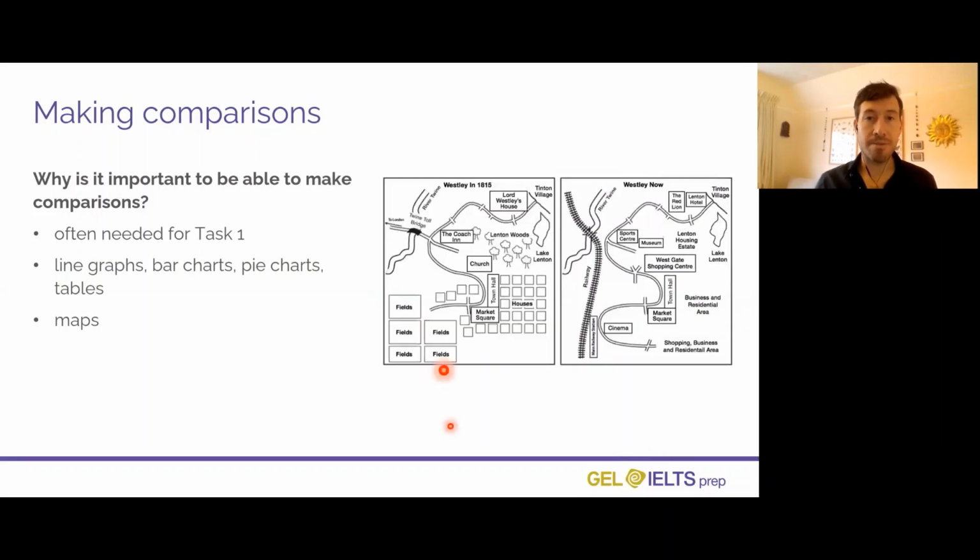And finally, as I mentioned, maps, you sometimes want to compare. So this is the map before and this is the map now. So in this situation, you might want to compare the past and the present. So we can see in all these different types of writing task 1, you probably want to make comparisons.